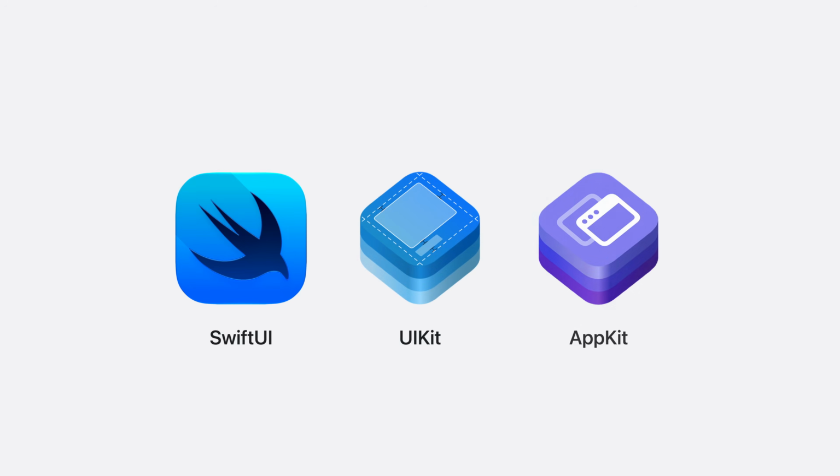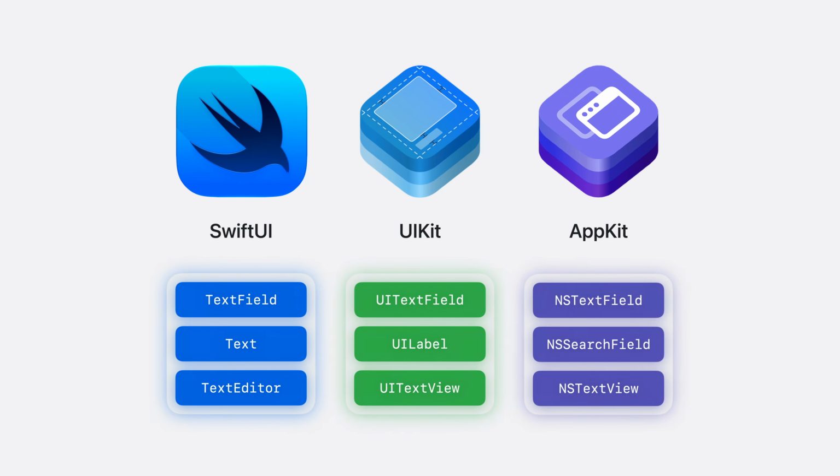TextKit is Apple's next-generation text engine and the foundation of text layout and rendering across all of Apple's platforms. Text controls in SwiftUI, UIKit, and AppKit all use TextKit to lay out and render their text content. In this video, I want to talk about something we've been hearing from developers for a while: a tension between convenience and control, and the new APIs we've built to resolve it.